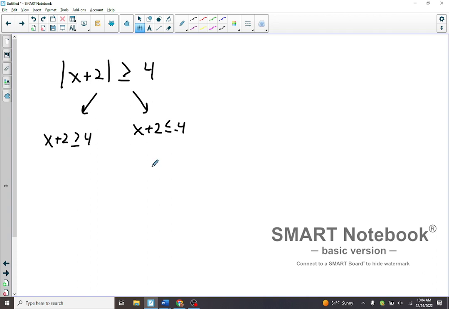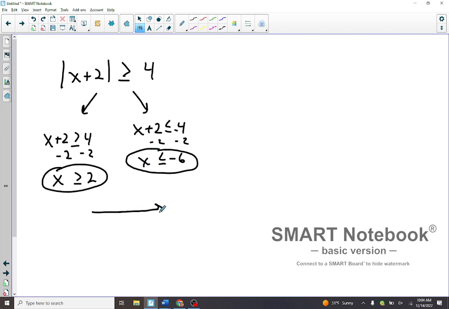So it's really just the same thing, except you have to flip it and you have to graph it. Flip what? Flip the sign. So x is greater than or equal to 2, and x is less than or equal to negative 6. You would subtract 2 on both sides.